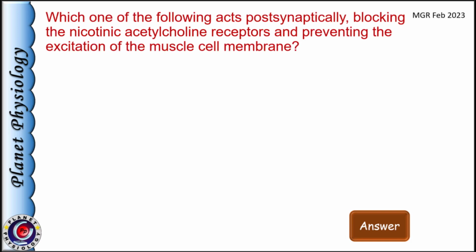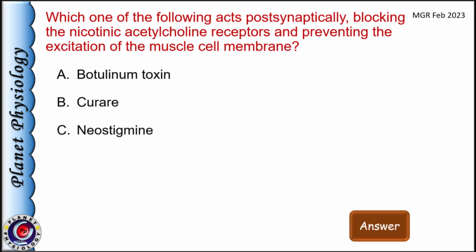Next question. This is from MGR University. Which of the following acts postsynaptically, blocking the nicotinic acetylcholine receptors and preventing the excitation of muscle cell membrane? A. Botulinum toxin, B. Curare, C. Neostigmine, and D. Tetrodotoxin. The correct answer over here is option B.